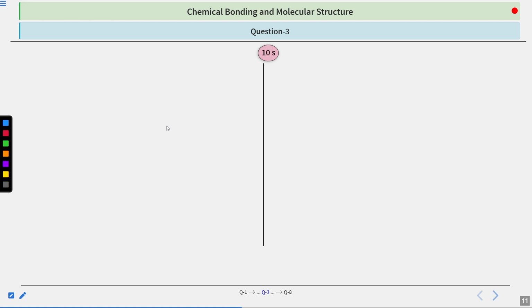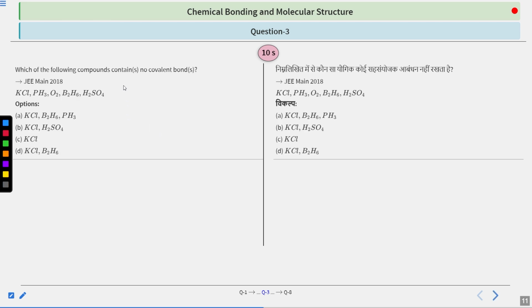Question number 3 says: which of the following compounds contain, in brackets, no covalent compound, we have S. The options are KCl, PH3, O2, B2H6 and H2SO4. Now your options are A, KCl, B2H6 and PH3; B, KCl, H2SO4; C, KCl; D, KCl and B2H6. So you have 10 seconds to solve this question. Your time starts now.